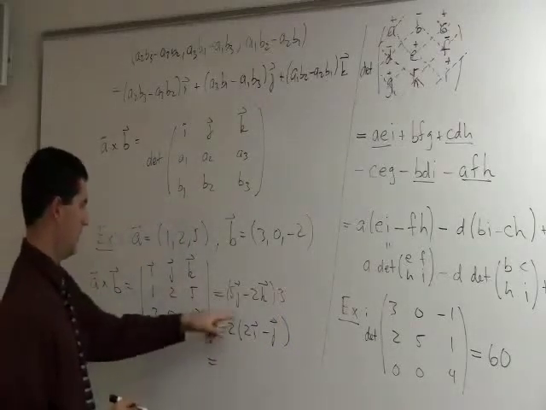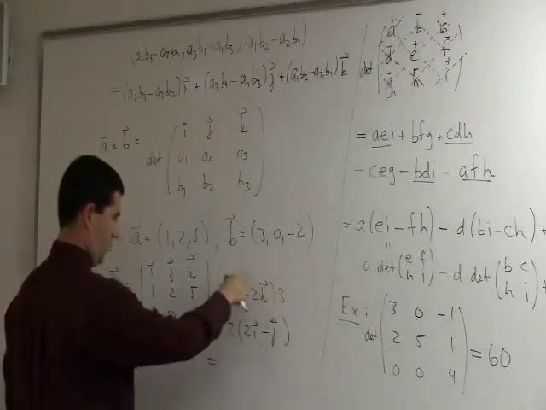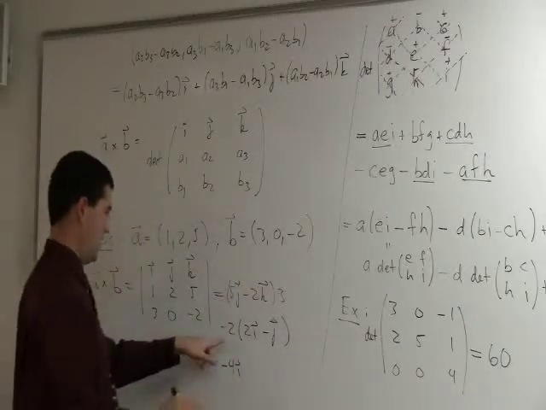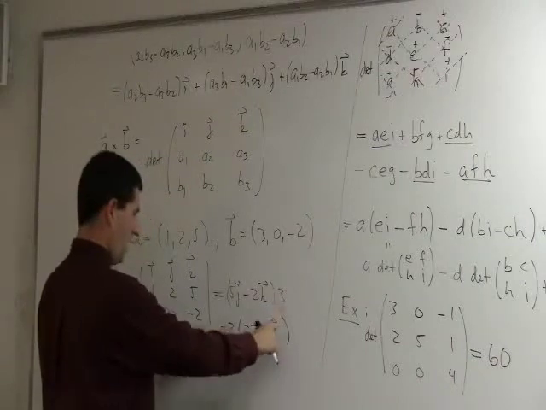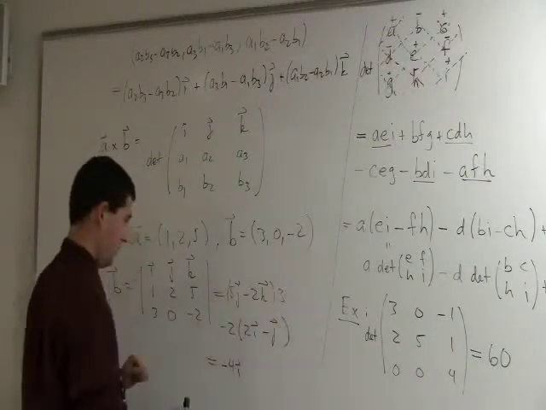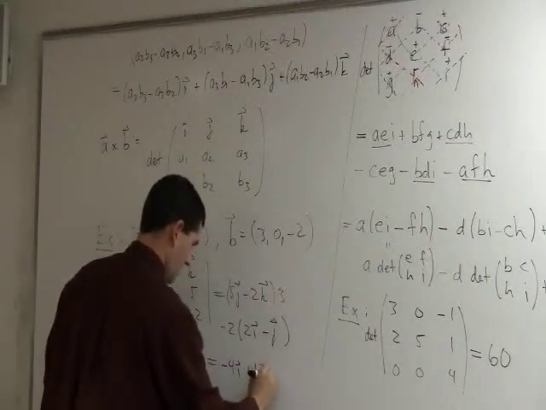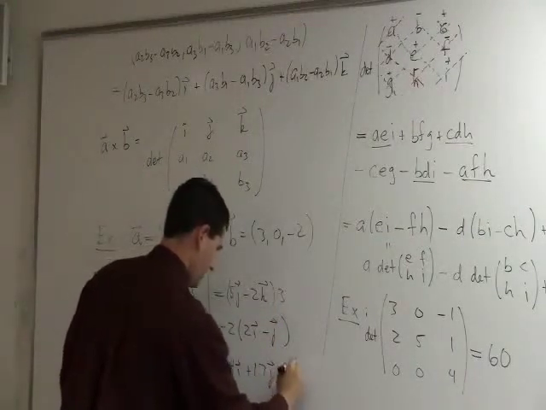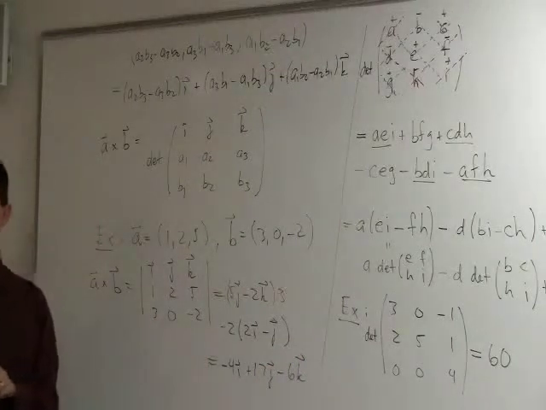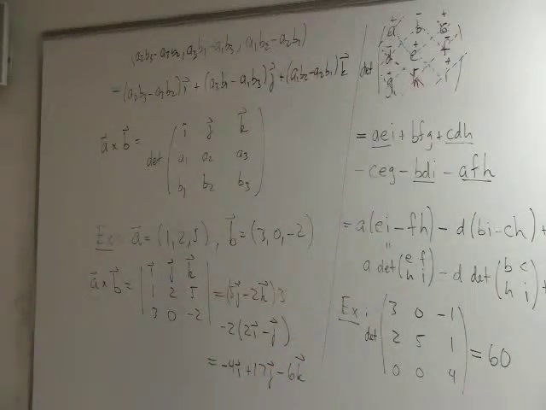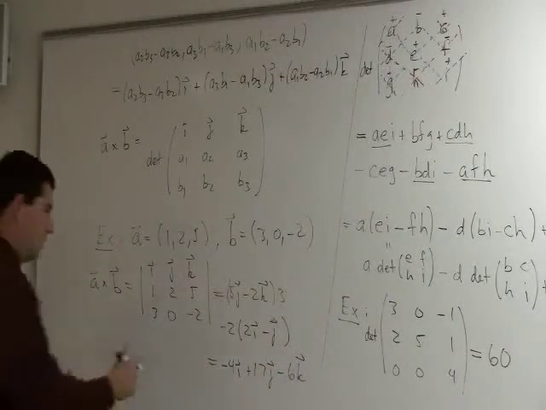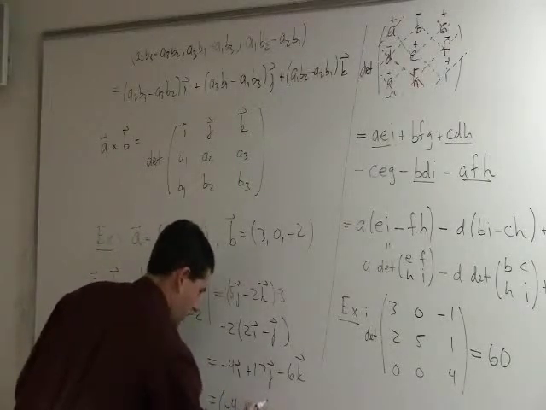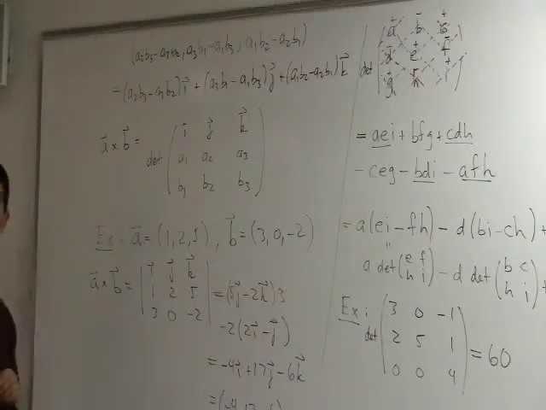If we compute this, how many i's do you get? Well, there's no i's up here, so you get minus 4i. And then j's. Here you have plus 2j and 15j, so that's 17j. And then you have minus 6k's. So there's your cross product. And of course, if you wanted, you could write this as minus 4, 17, minus 6, as you like.